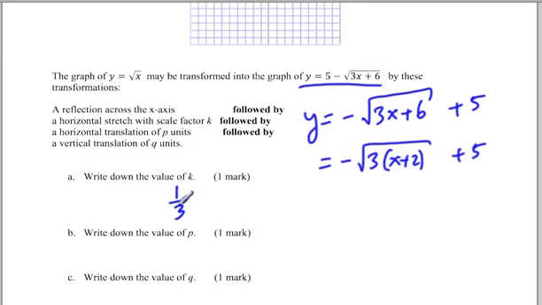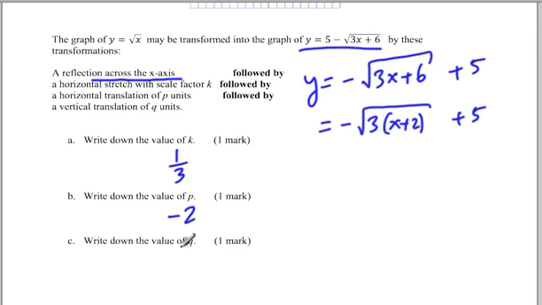And the reason why it's not negative 1/3 is because the reflection in the x-axis takes care of it. This negative is associated with this reflection across the x-axis. So make sure that the stretch is never, ever negative. It's always, always positive. Now write down the value of p. Now p is the horizontal translation. And since this is x plus 2, it means it's 2 to the left. So p must be negative 2. And finally, the last one is write down the value of q. Q is plus 5, so it's a vertical translation. And so, in other words, this is simply 5. And we're done.